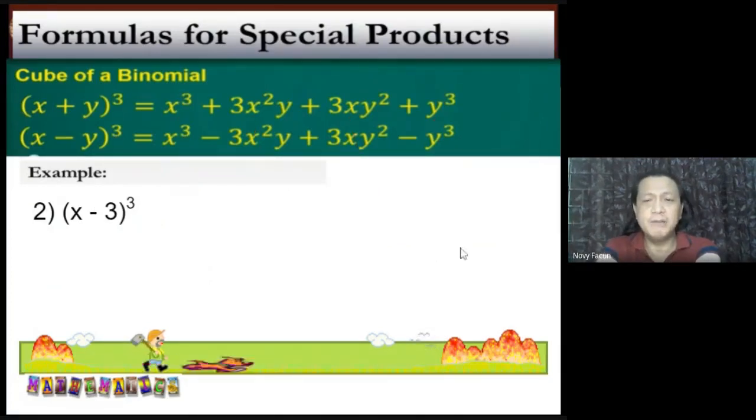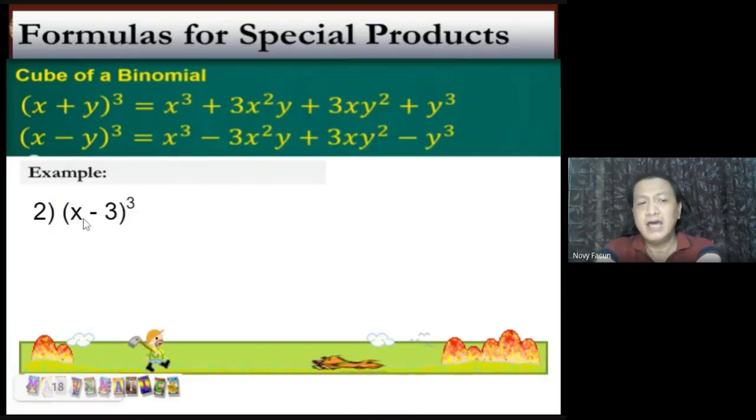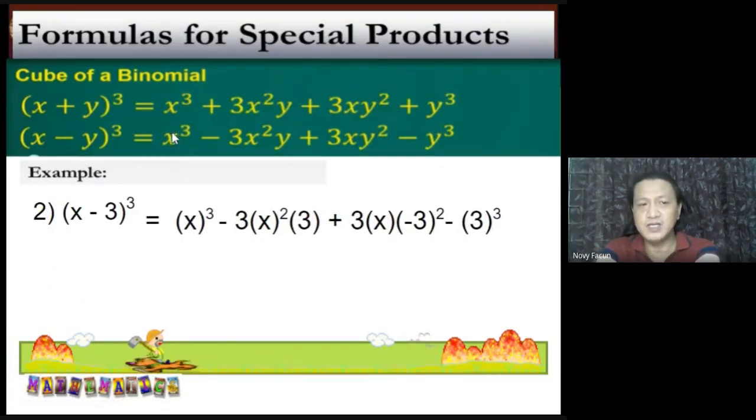Okay, another example, number 2, x minus 3 cubed. Okay, so second formula natin, use this. So meaning cube natin yung first term mo. Ito yung first term natin, yung x. Second term, yung negative 3. Kaya ito yung formula natin. Then, i-triple mo yung product ng first and second mo. Kaya ito yung formula natin. We have negative 3 or minus 3 times x squared.